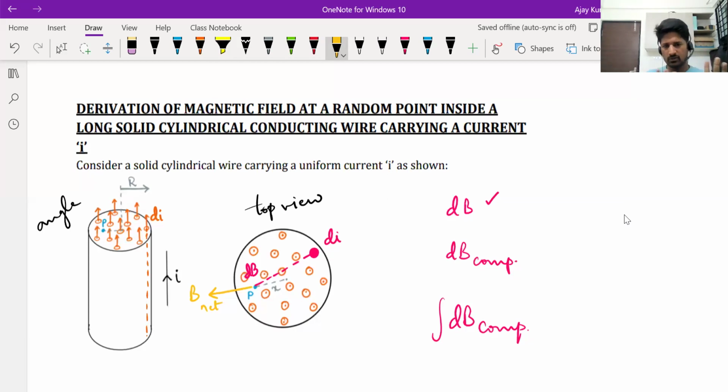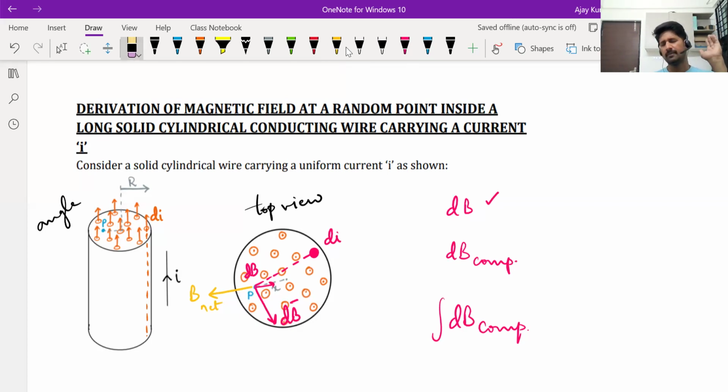Suppose you somehow get to know that the net field is going to be this way. Then the component of dB, like in this case, dB will be this way. The magnetic field produced by that current will be in this direction. If you know that the net field is going to be along the x-axis, then take dB's x component and integrate only the x component. Why bother about the other components which are going to get cancelled? So this is a general procedure we follow, right?